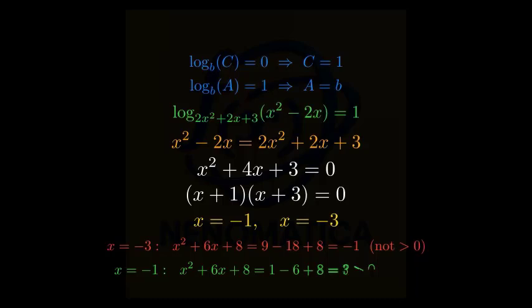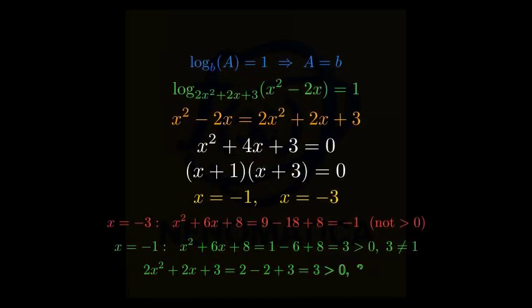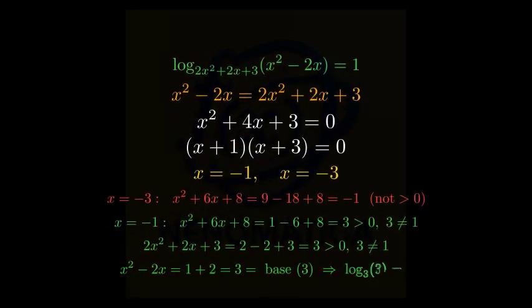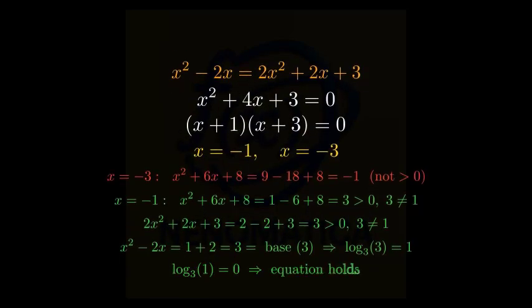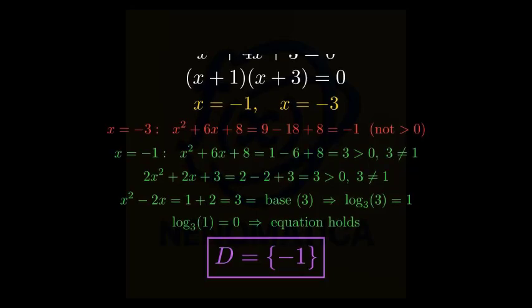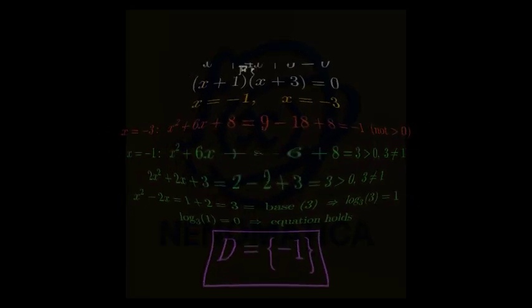Now, test x equals -1. The outer base is 3, which is positive and not 1. The inner base is also 3, positive and not 1. And x squared minus 2x equals 3, so the inner log equals 1, and the outer log equals 0. Therefore, x equals -1 is valid. The solution set is the single value x equals -1.